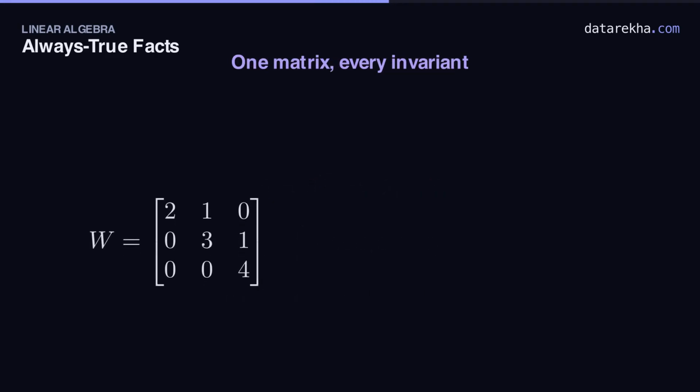Let's tie every one of these threads to a single matrix. Here is W, upper triangular, so all the action sits on and above the diagonal. We'll compute every invariant and watch them agree. Because it's triangular, the eigenvalues are just the diagonal: 2, 3, and 4. So the determinant is the product, 2 times 3 times 4, which is 24, non-zero. So W is invertible, and the whole green web lights up.